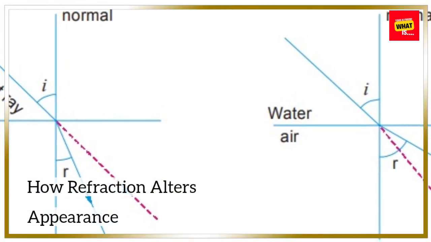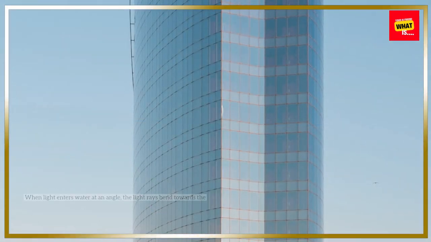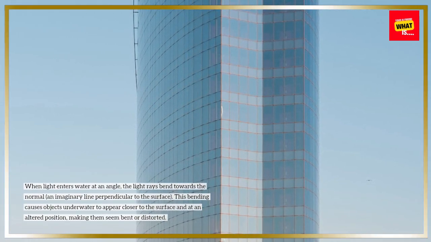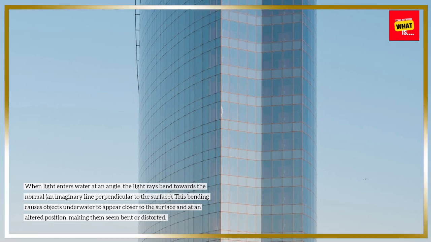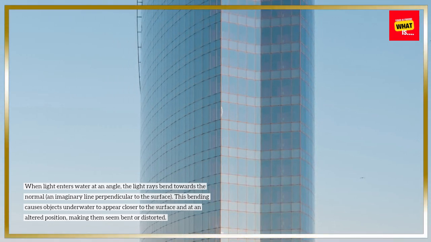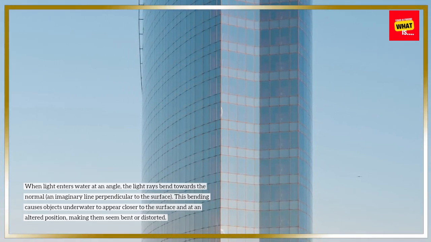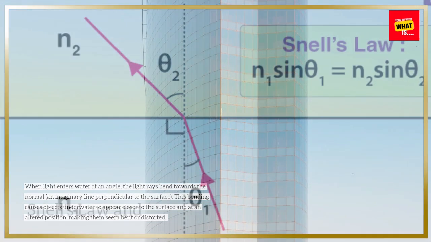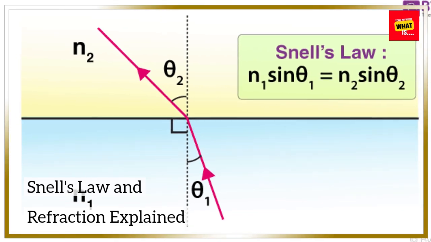How refraction alters appearance. When light enters water at an angle, the light rays bend towards the normal, an imaginary line perpendicular to the surface. This bending causes objects underwater to appear closer to the surface and at an altered position, making them seem bent or distorted.